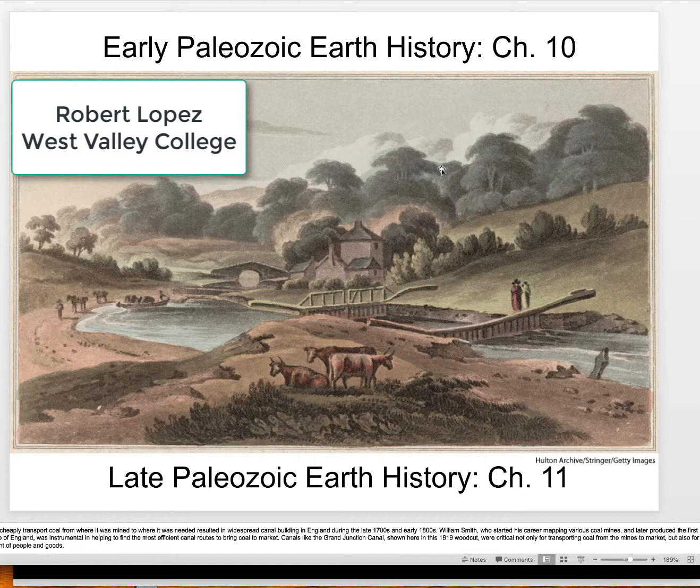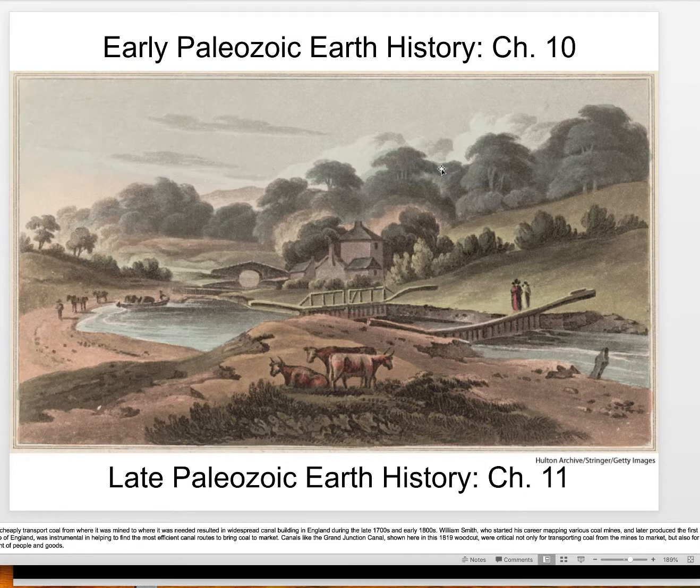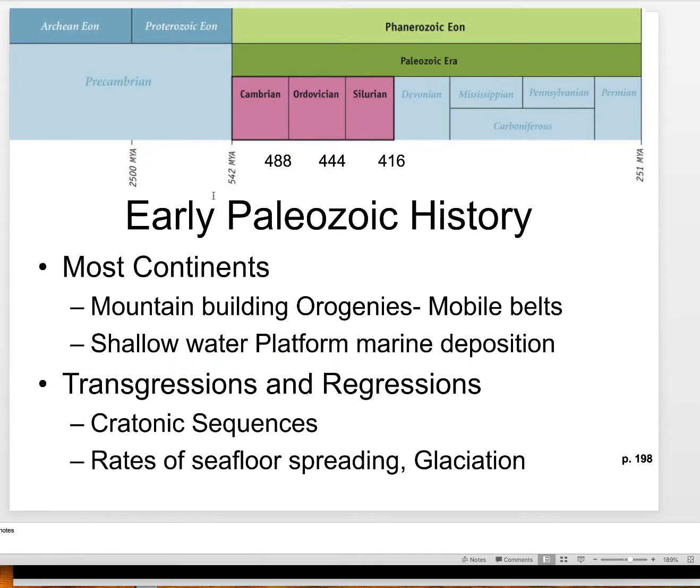And this week I want to cover chapters 10 and 11, only because these two chapters cover the Paleozoic Earth history. So chapter 10 is the early part of the Paleozoic, and chapter 11 would be the later part of the Paleozoic. Looking at this earlier Paleozoic history, we're going to look at the Cambrian, Ordovician, Silurian in this first part here for chapter 10.